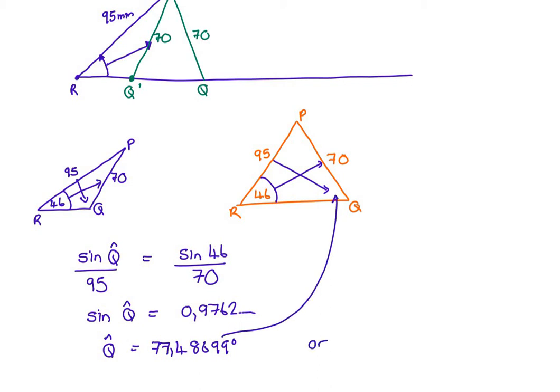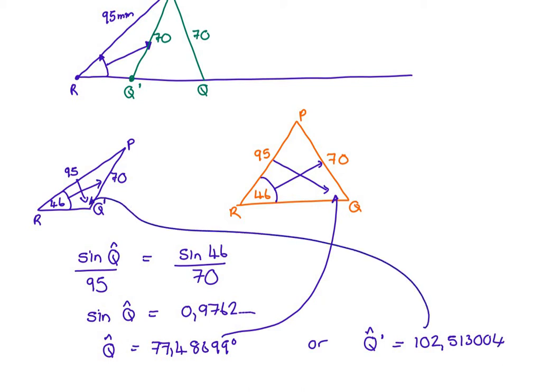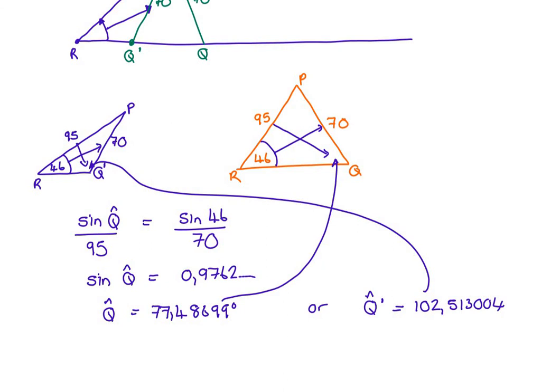Or I would do 180 minus that, which is the second angle, which actually would be angle Q dash. Let me put my dash in. And that will be 102.513004. And that will be my obtuse angle. Now in both of these cases, all I need to do in solving for P is use sum of angles in a triangle. So in the first, 180 minus 77.486 minus the 46, I get 56.51 degrees. Sum of angles in a triangle, don't forget your reason.